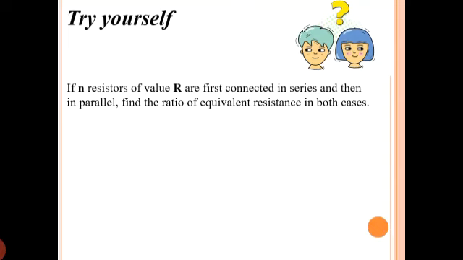Means you have n number of resistors and each resistor is having value r. So very first you connect these n resistors in series and you find the equivalent resistance, and then the same number of resistors of the same value are connected in parallel, and again you find the equivalent resistance. So you find the equivalent resistance in series and in parallel one by one, and now you have got two different values. You have to find the ratio of these two values, that is equivalent resistance in series and in parallel. Find the ratio of the two, and I hope you can answer it. Okay, because I have already given the concept.